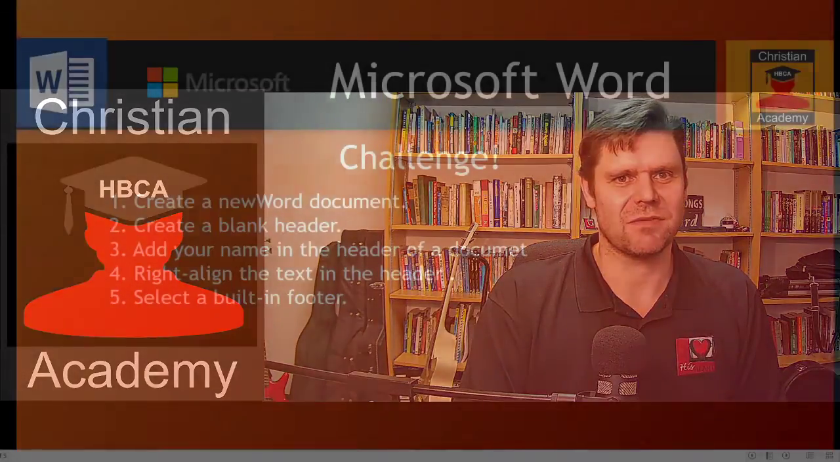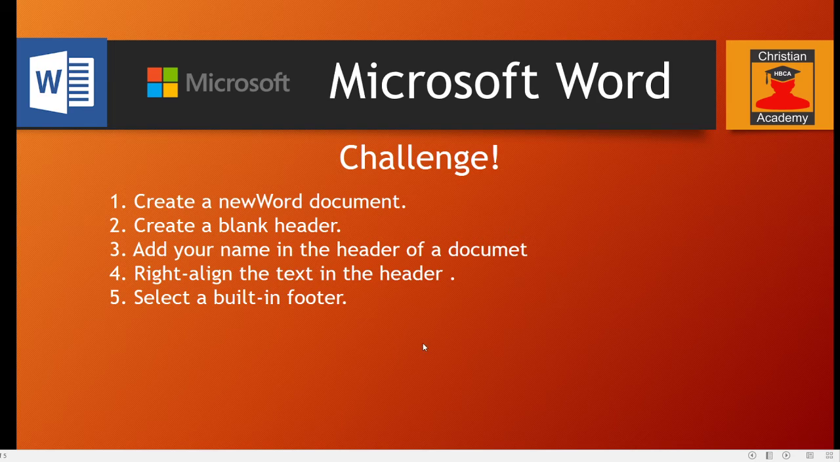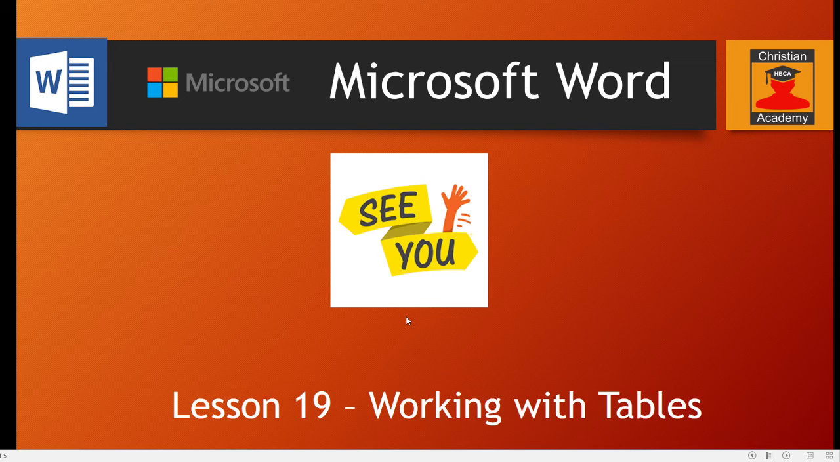That is pretty straightforward. So what are you going to be required to actually do? You're going to have to create a new Word document, in which you create a blank header, which is just blank, so you don't have to use any of the formats. Add your name in the header like I showed you, and then you're going to have to right align the text of the header, and that's just going back to the home tab and using the alignment tools to align it. And then you're going to have to select a built-in footer, just the standard footer by Insert Footer, and select the footer that you're going to use for that. So that's been pretty easy.